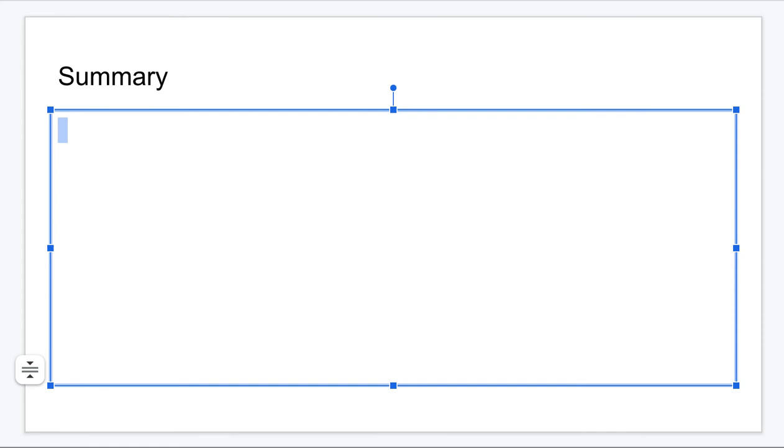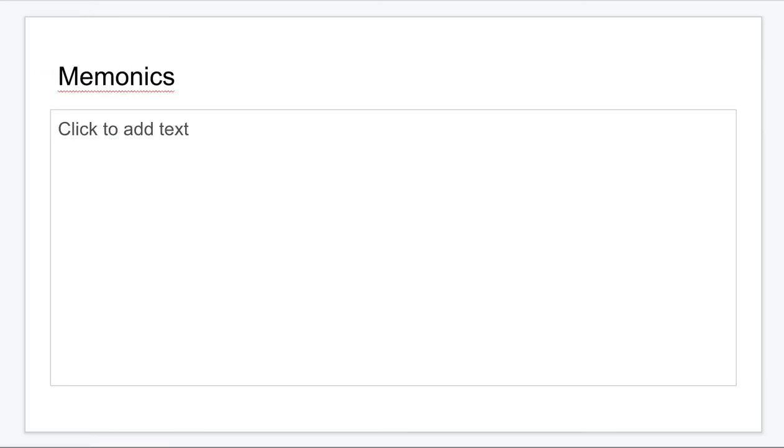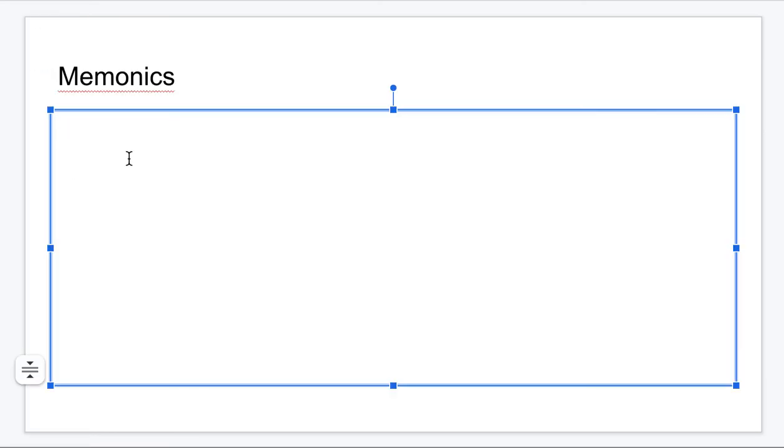Summary, very quick summary. Actually, I don't think I'll be giving you guys a summary because it's a very small topic. I'll quickly give you guys a quiz and the mnemonic. Yeah, I forgot to mention the mnemonic.